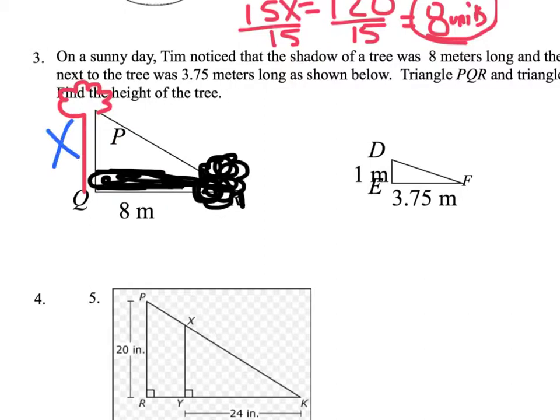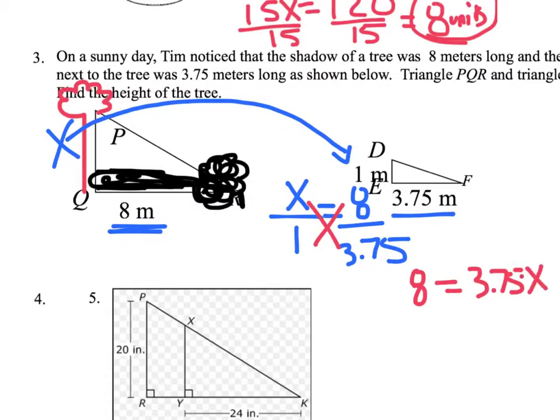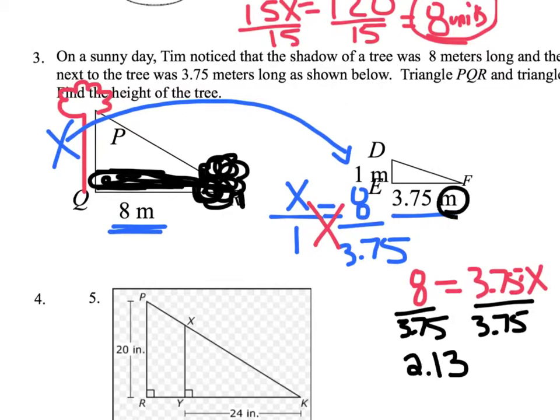I'd set the proportion. I like going big to small is big to small. So the height of the tree is to the height of the mailbox. So x is to 1 as 8 is to 3.75, right? Let's go ahead and cross multiply. That's 8 times 1 is 8, equals 3.75x. And then to solve, we need to divide by 3.75. And that will be 2.13. And that would be in meters.